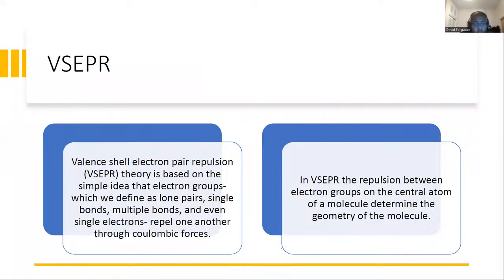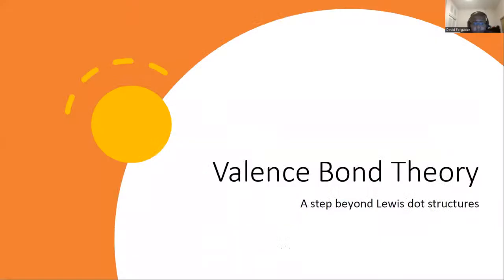So VSEPR is based on the simple idea that electron groups, which we define as lone pairs, single bonds, multiple bonds, and even single electrons, repel one another through Coulombic forces. So you want to make sure you're looking at the central atom.